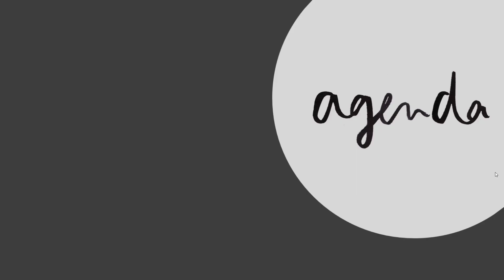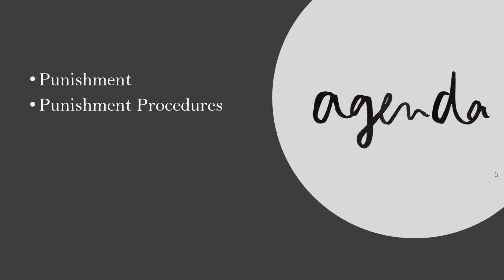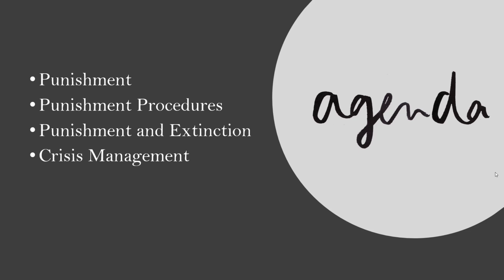For this video, we are first going to briefly review the definition of punishment. Then we're going to talk about punishment procedures, so negative punishment procedures and positive punishment procedures. We're going to talk about how punishment relates to extinction. And then we're going to go into some crisis management and wrap it up with the cycle of acting out. And then we'll do our summary.